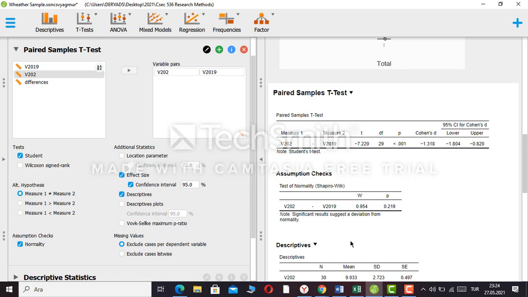Here I conducted two-tailed tests and I have two unequal measures. As a result, I saw that the null hypothesis and alternative hypothesis are not the same. Finally, I added effect size, Cohen's d, and confidence interval to the test for my report. By looking at Cohen's d, we can say that it's a large effect since d is minus 1.318.